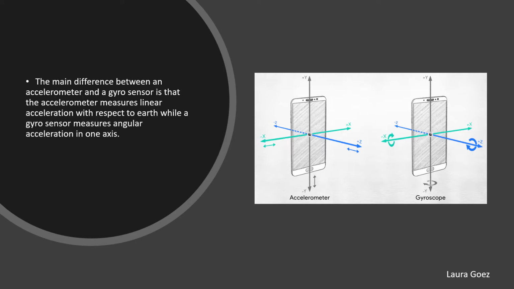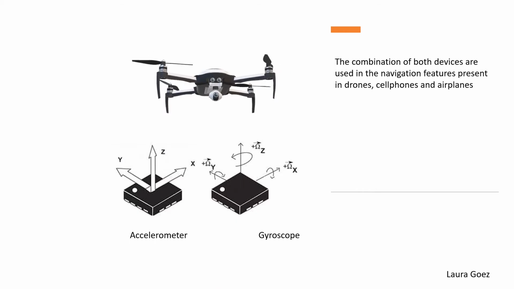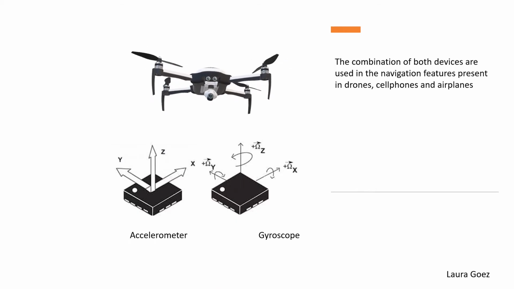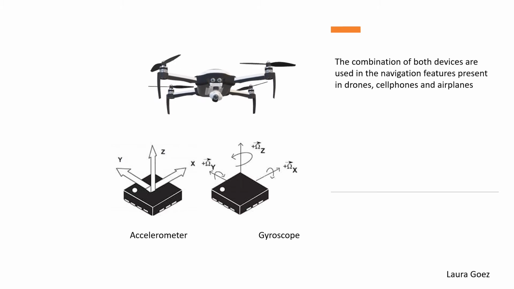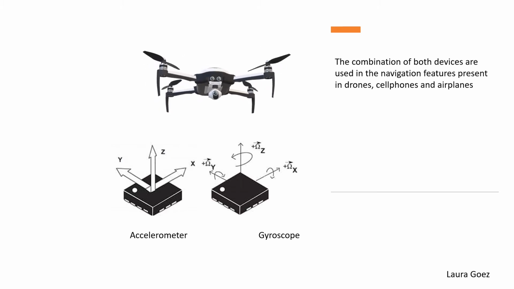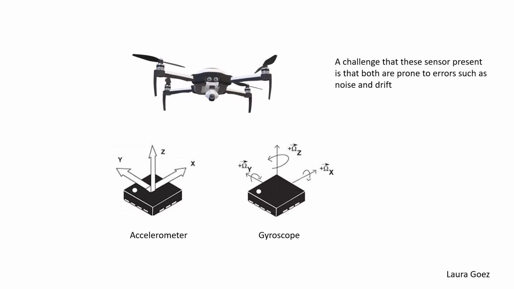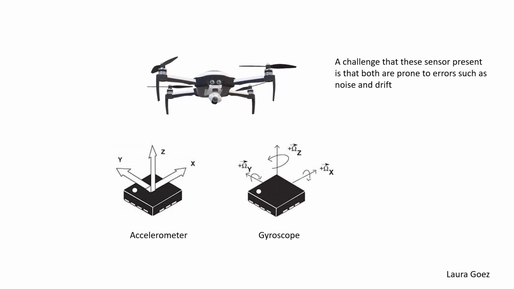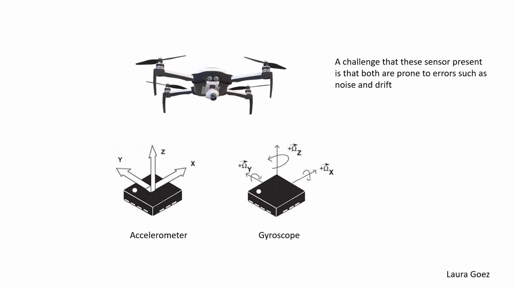The main difference between an accelerometer and a gyrosensor is that the accelerometer measures linear acceleration with respect to Earth, while a gyrosensor measures angular acceleration in one axis. The combination of both devices are used in the navigation features present in drones, cell phones, and airplanes. A challenge that these sensors present is that both are prone to errors such as noise and drift.